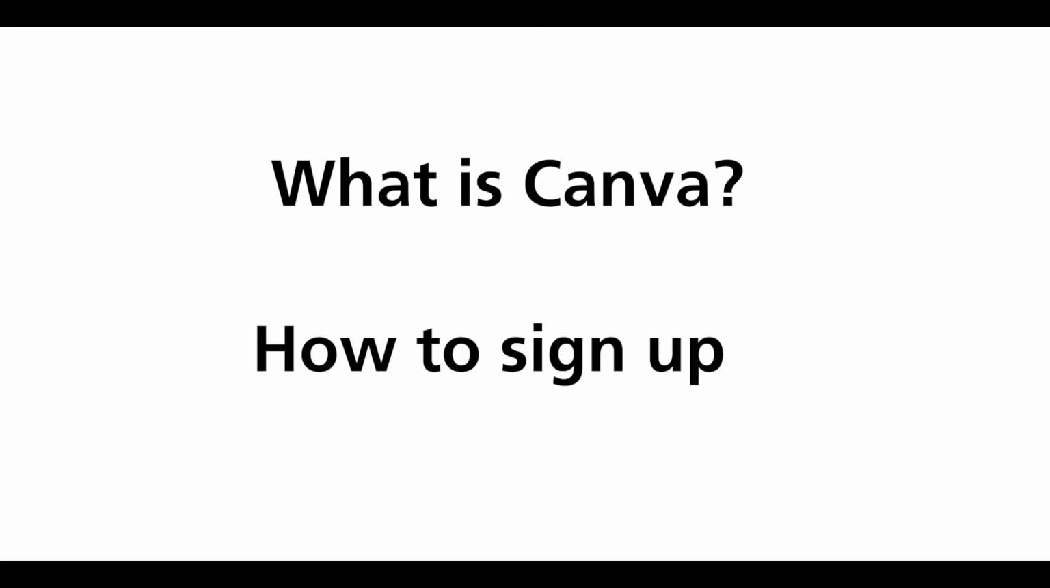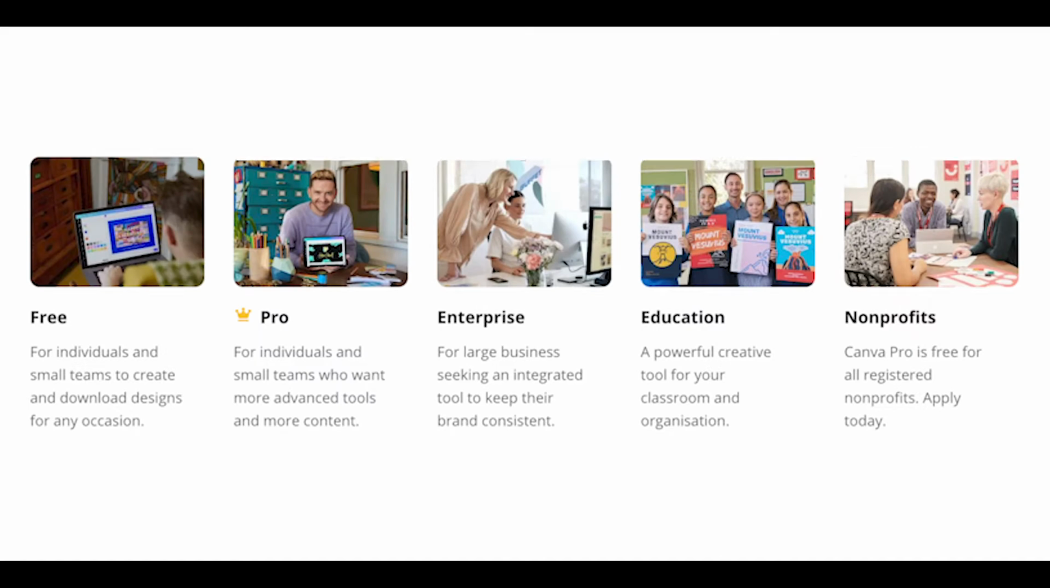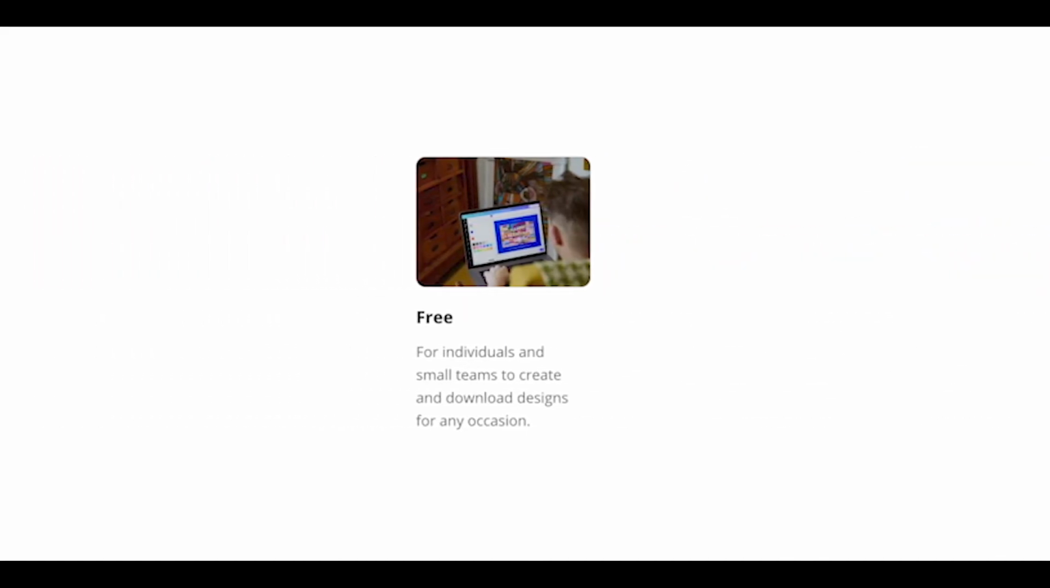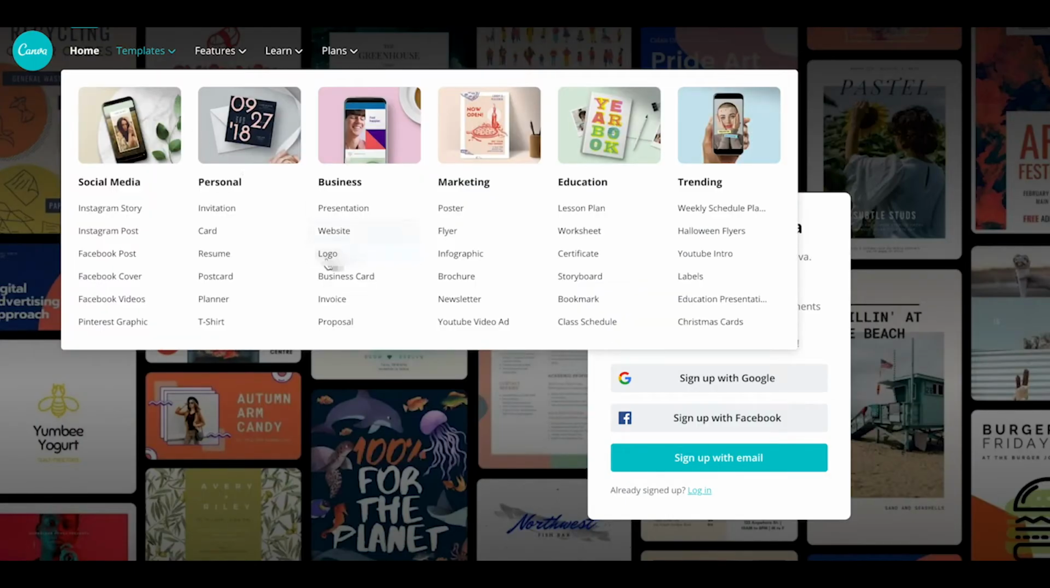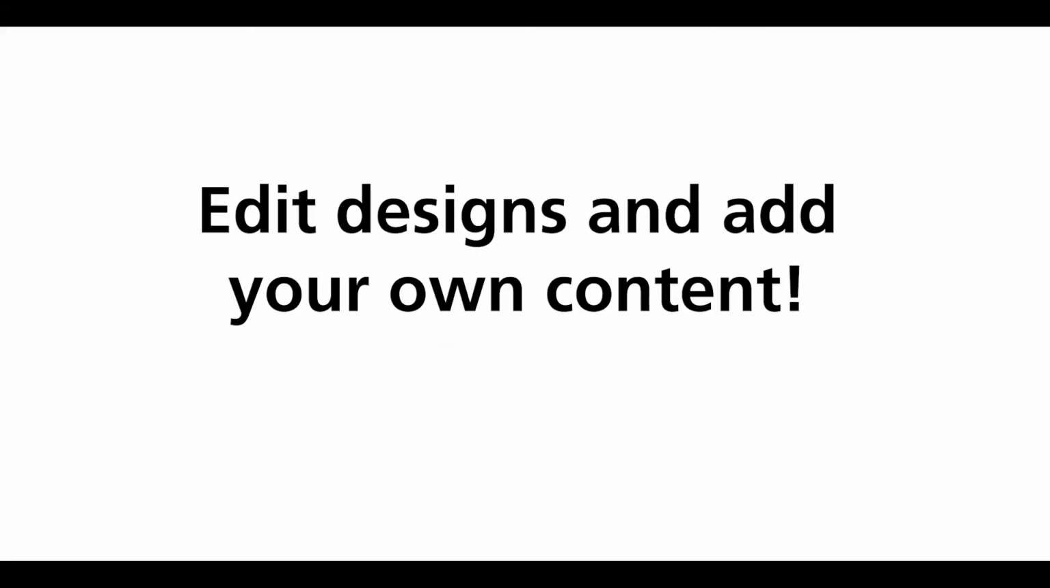In this video, I'm going to explain what Canva is and show you how to sign up for it. Let's get started. Canva is a free graphic design platform where users can choose from different professionally designed templates to create visual content such as logos, posters, social media graphics, and more. From these templates, users can also edit the designs and use their own content, such as photos or graphics, using Canva's drag and drop interface.